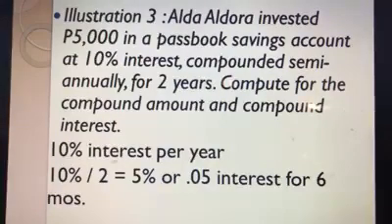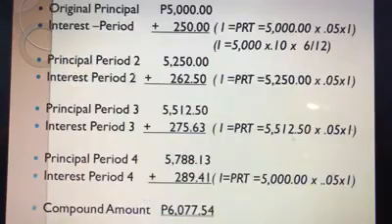So 10% is the interest per year, and since the interest is compounded semi-annually, every 6 months the interest will not be 10%, but it will just be 5% only. So if you go back to video number 2, the original principal of 5,000 pesos became 6,077.54 after 2 years. So we computed the interest 4 times. Because the interest is compounded semi-annually and the term is 2 years, every 6 months in a matter of 2 years, that would be all 4 times. So 4 compounding periods, or 4 times the interest will be added, 4 times the interest will be charged.